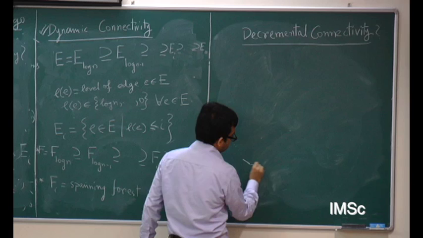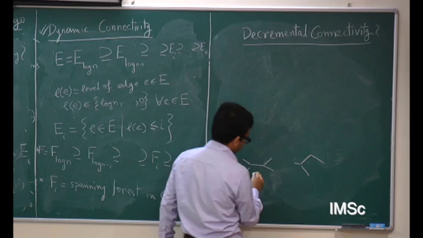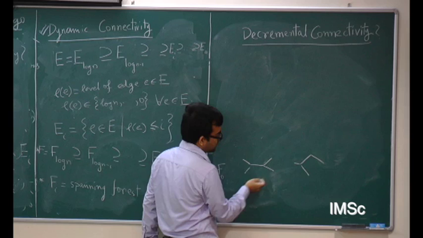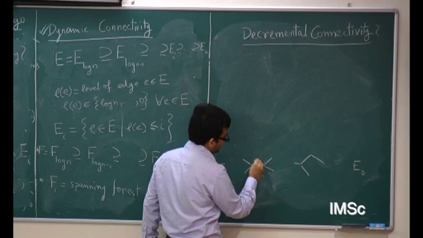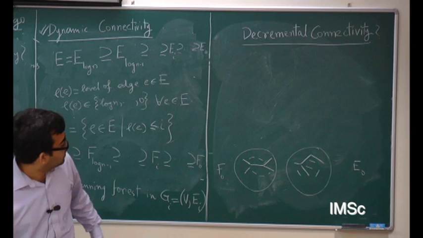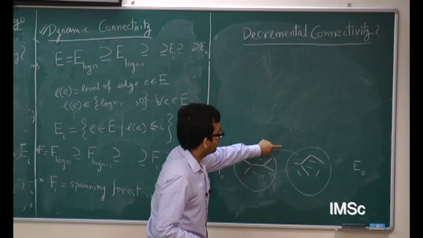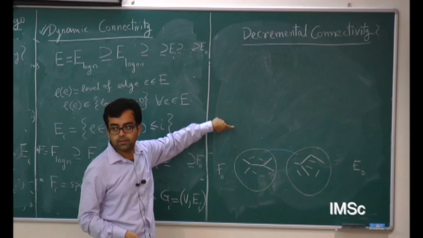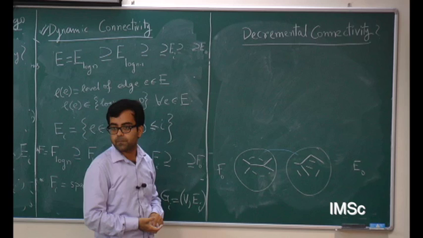Suppose you have a spanning forest here, this is F_0. This is a spanning forest in E_0, and E_0 will also consist of these dashed edges, and they all lie in this component. Then you go one level up, you add this thing into your F_1, and just keep on doing this. Can you visualize this? Because unless you visualize this, it's going to be difficult to continue.